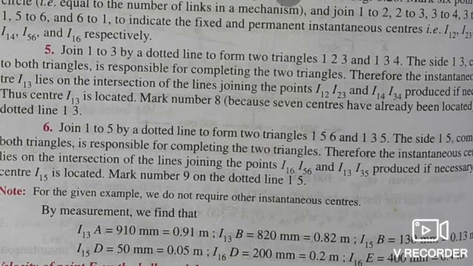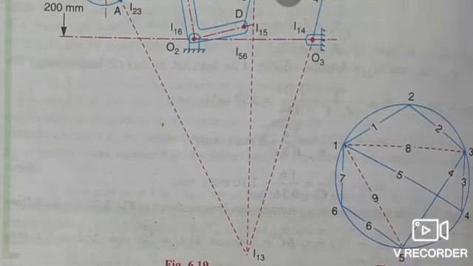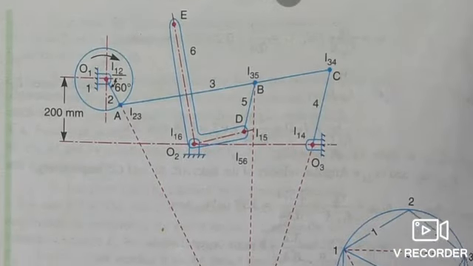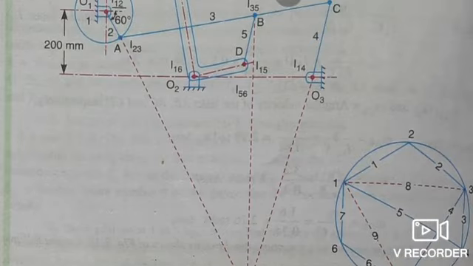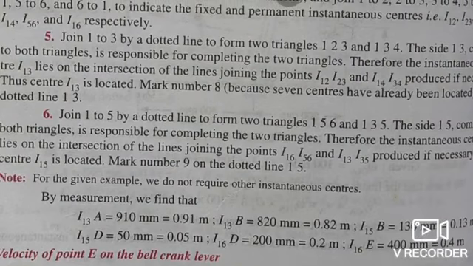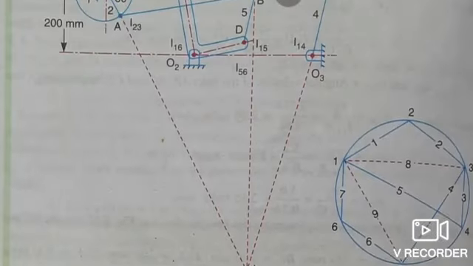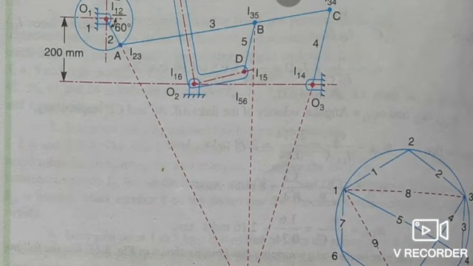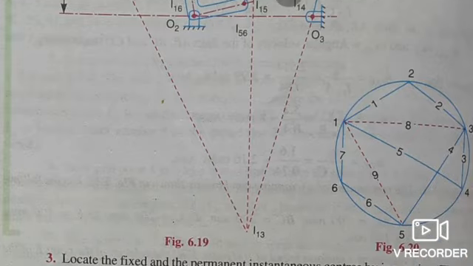Therefore, instantaneous center I13 lies on the intersection of the line joining the points I12, I23 and the line joining I14, I34. Extend the line from O1 to A, and extend the line from C to O3. They will meet at point I13.